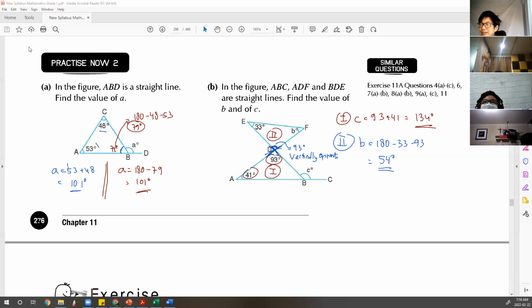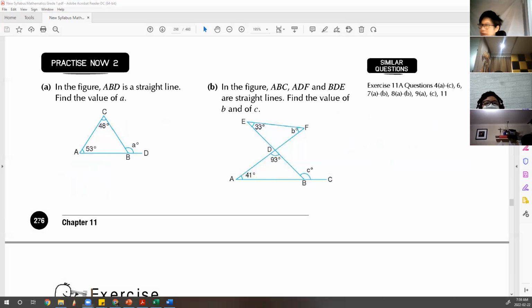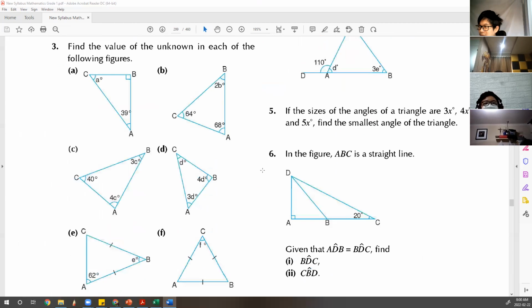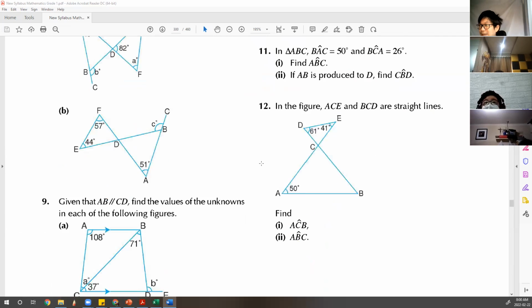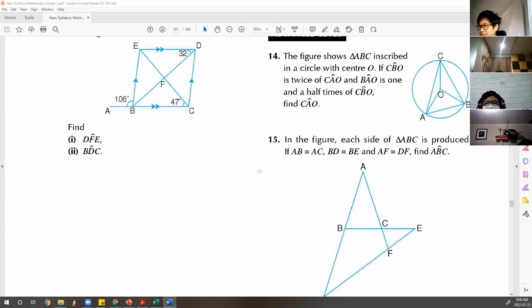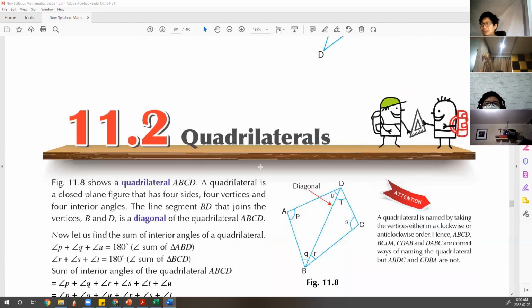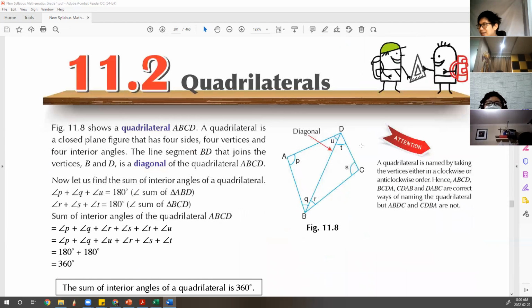And this is the practice, and we go to the exercise. But I don't think we can do it now, later, because we want to go for the quadrilateral formula. Everything is so much, but I will give you some numbers only. Just focus on what we're going to learn for today: quadrilaterals. Look at this. This is a quadrilateral. What is a quadrilateral? A four-sided shape.